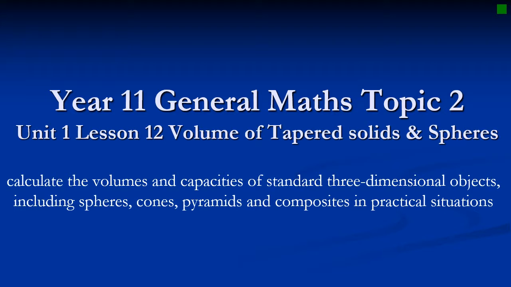Today we're looking at tapered solids and spheres. So a tapered solid, we'll note, is just something that has a taper on it or an angle. It comes to a point like a pyramid. So it could be a slant pyramid, it could be a pyramid, and spheres, of course, are rounded. So the job of today is to calculate the volumes and capacities of standard three-dimensional objects, including spheres, cones, pyramids, and composites in practical situations.